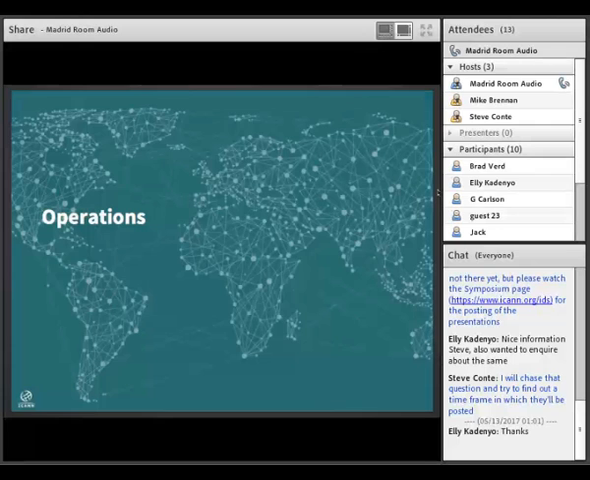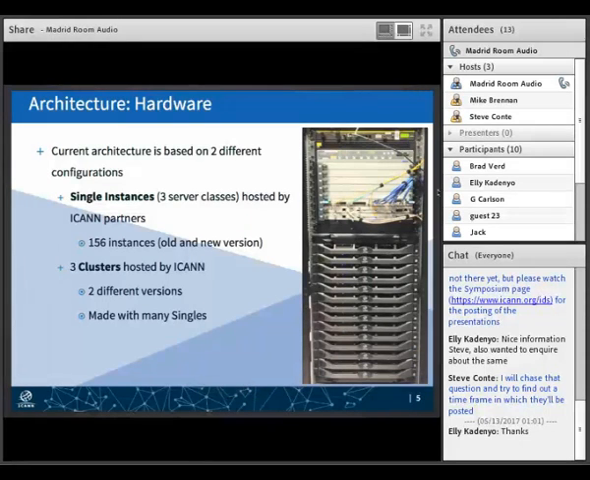I'm going to talk a little bit about operations and how we use our hardware and software and stuff like that. So currently, in terms of hardware, we have two different configurations that we're using on the root server. One is called the single instances, which are 1U server boxes that are being used by hosted ICANN partners.